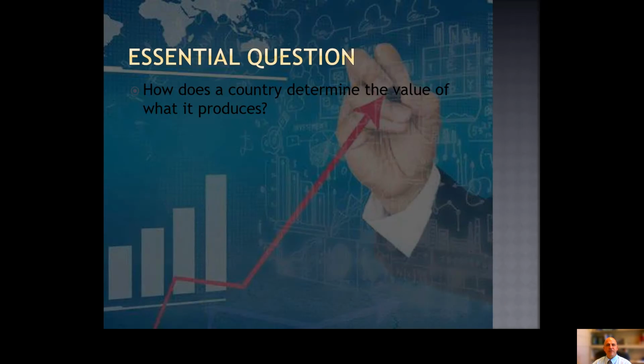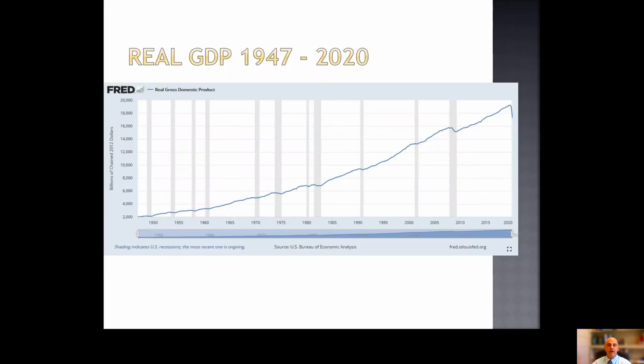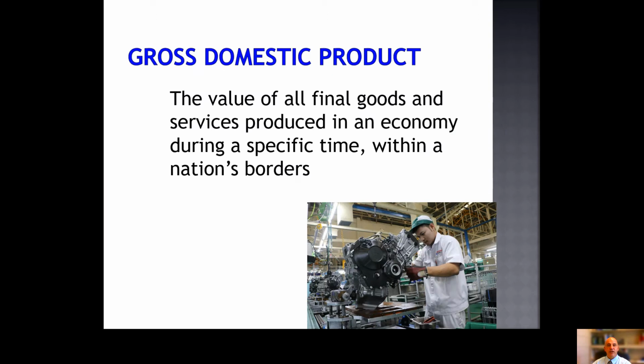So how does a country really examine the value of what it's producing, the value of what's flowing through that circular flow? We use the concept of what's called real GDP. Real GDP, you'll notice, has been increasing since the earliest years that we've calculated it. You will notice now that we are at much higher levels than we once were. So what really is GDP? Gross domestic product is the value of all final goods and services produced in an economy during a specific time within a nation's borders. So it's a value figure.